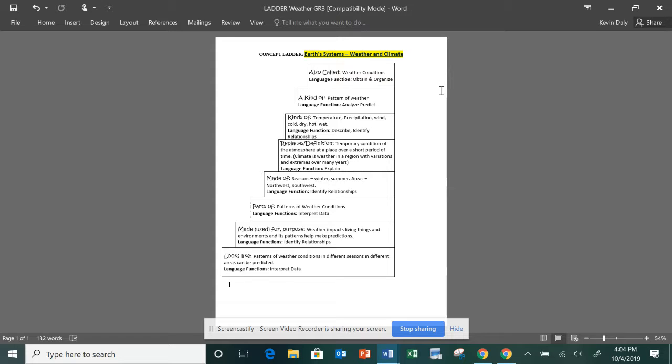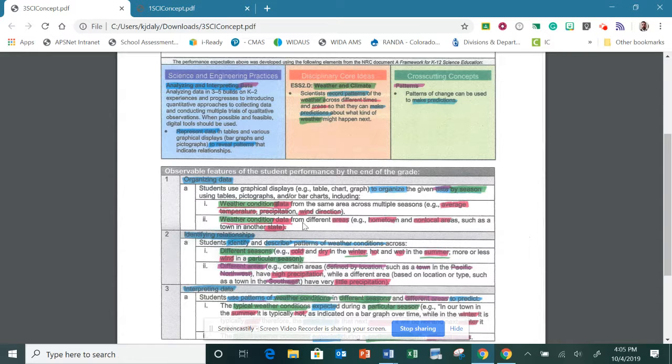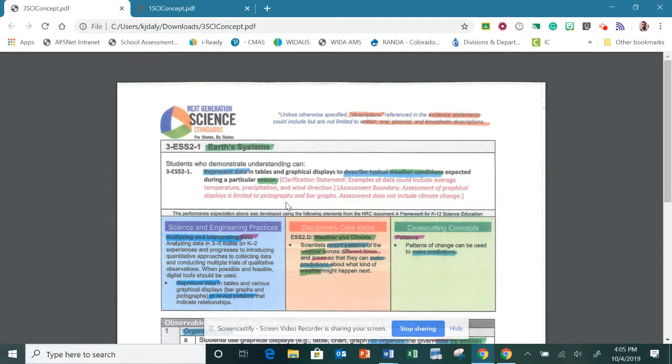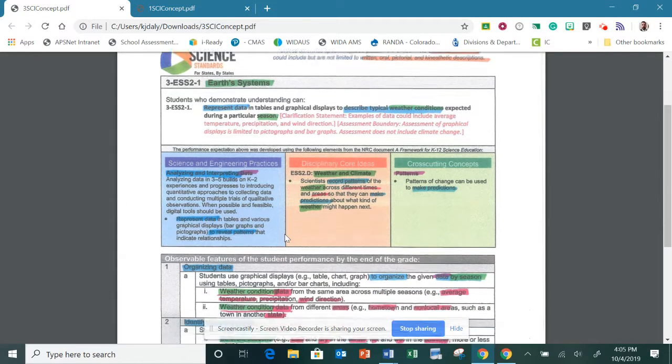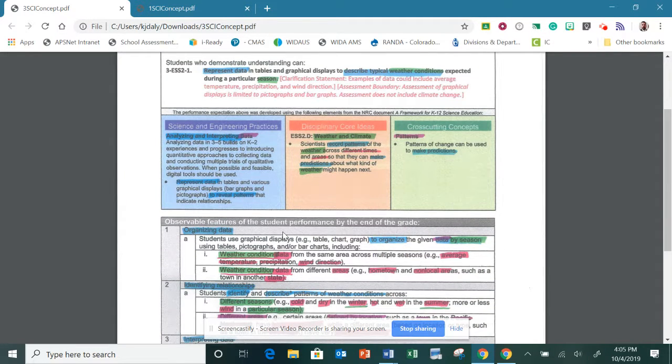A couple of things I noticed. This took longer than I thought it would take. Just deconstructing the standard. There's a lot of academic language in there, and it's very abstract, and it really makes you realize how much language we are throwing at students for a particular unit or standard.